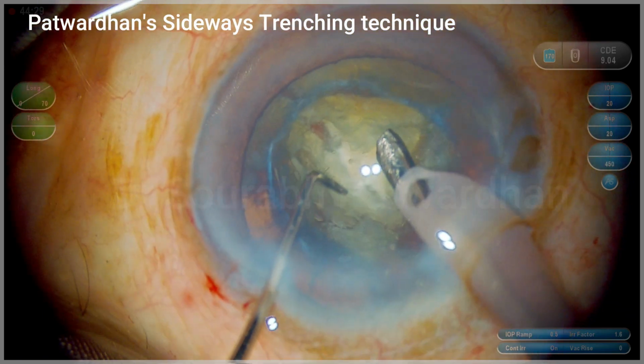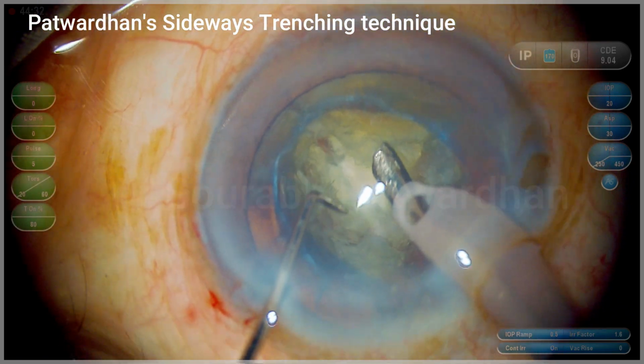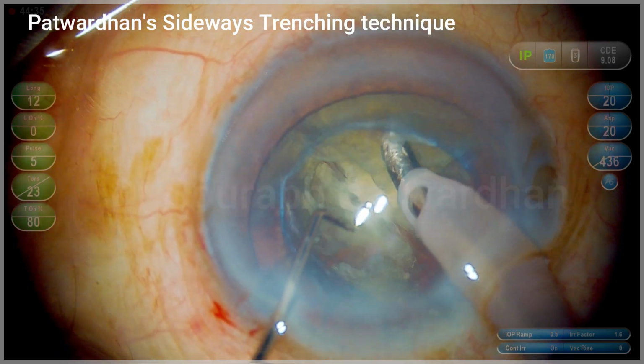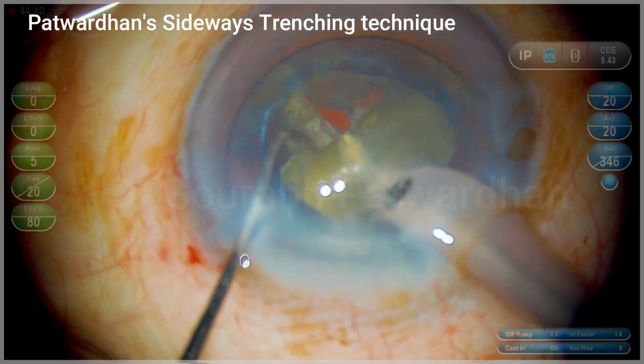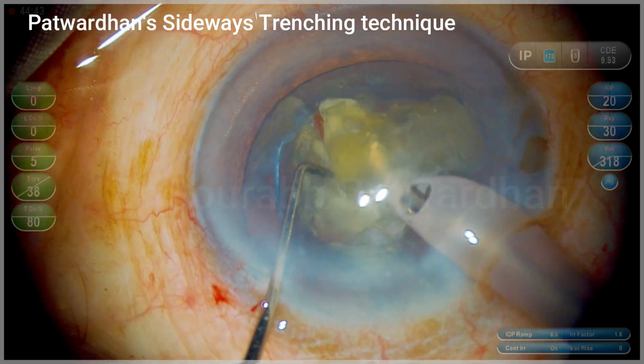Just watch the IOP which I am maintaining just at 20, and this is the key for managing these kind of type 3 and type 4 posterior polar cataracts where posterior capsule is likely to be dehiscent.